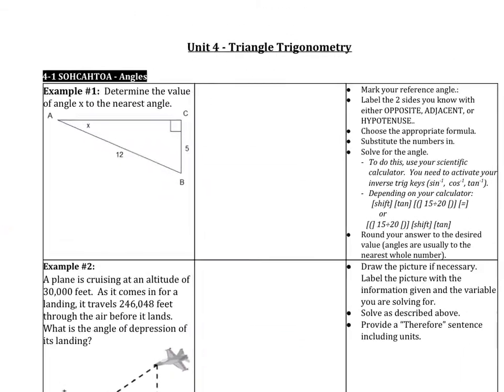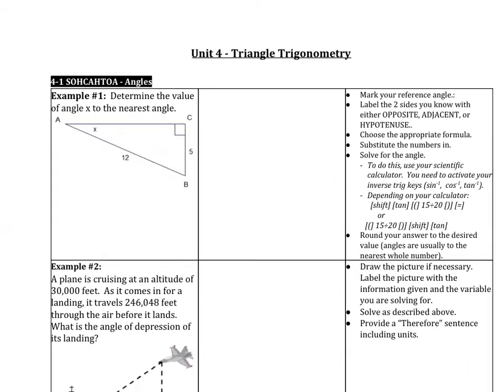So if we're solving for an angle, these are the steps that you're going to take. The first step is to know where your reference angle is. When you're solving for an angle, your reference angle will be the angle that you're solving for. So in this example, it says determine the value of angle X. So here is angle X. So this is your reference angle.